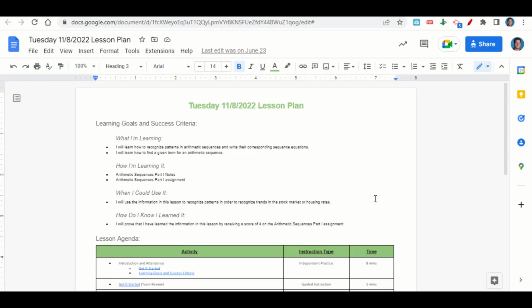First, what are we learning? We're learning how to recognize patterns in arithmetic sequences and write their corresponding sequence equations, and how to find a given term for an arithmetic sequence. How are we learning it? Through the Arithmetic Sequences Part I notes and the Arithmetic Sequences Part I assignment. When can we use this information? To recognize these patterns in order to recognize trends in the stock market or housing rates. How do you know you learned it? By getting a score of 4 on the Arithmetic Sequences Part I assignment.